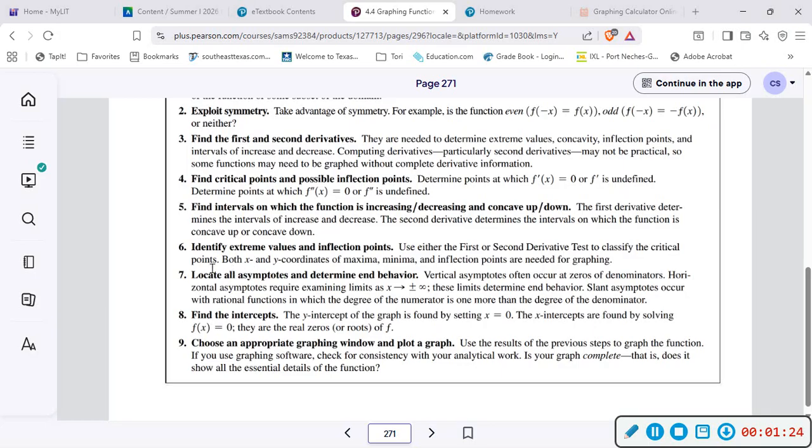Some of them we can graph without having done the depth that some of this requires, but sometimes if we're not able to, we can use this. We're going to identify extremes, locate asymptotes and end behavior, find intercepts, and then use appropriate graphing windows. So these are just general guidelines.